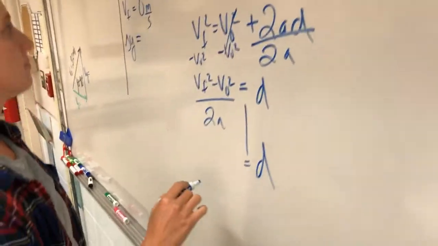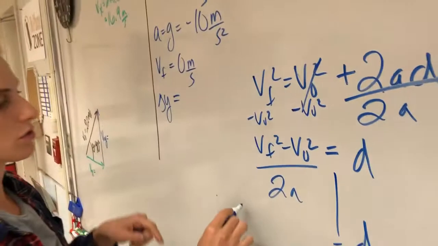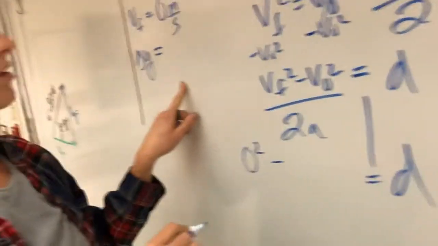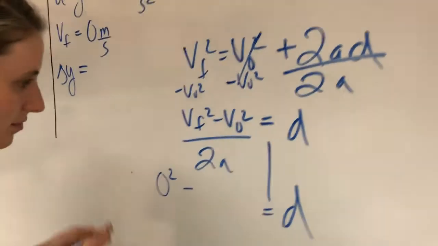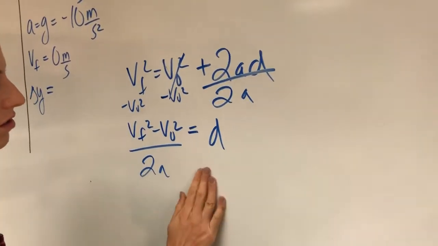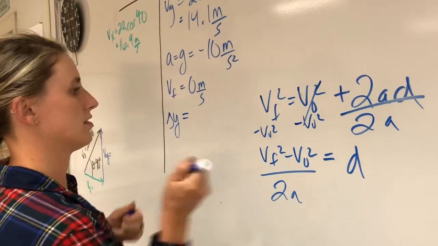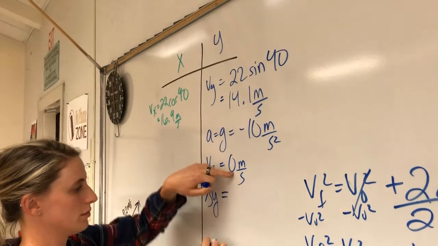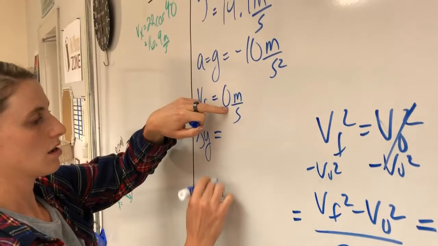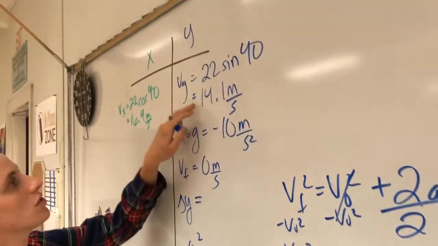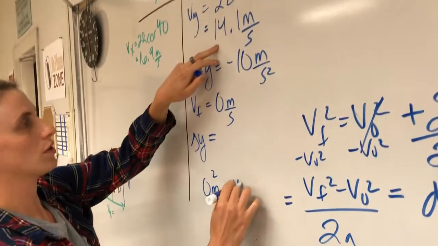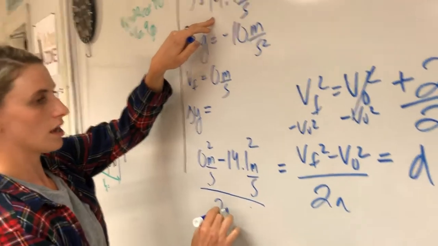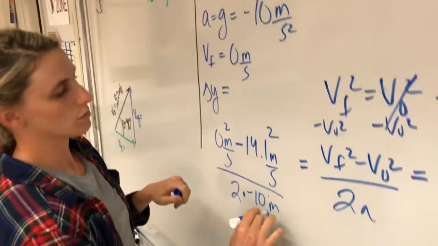Okay, so my velocity final, 0 squared, minus my velocity initial squared. Instead of down here, do it over there, because you're going to erase all this mess. All right, so let's go ahead and plug this in. So our velocity final is 0 meters per second, squared, minus our velocity initial, 14.1 meters per second, squared, divided by 2 times acceleration, negative 10 meters per second squared.